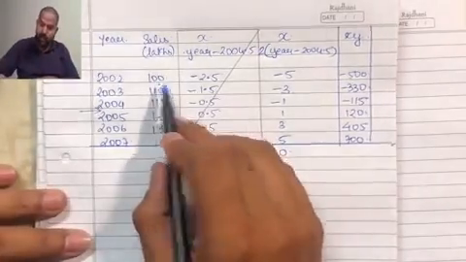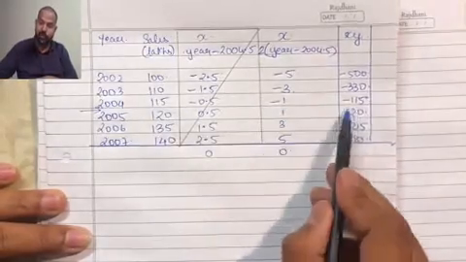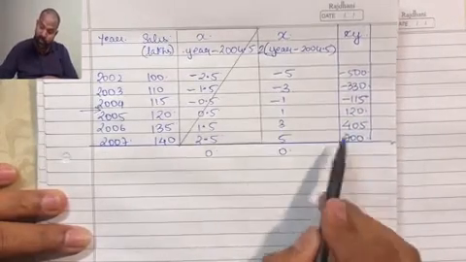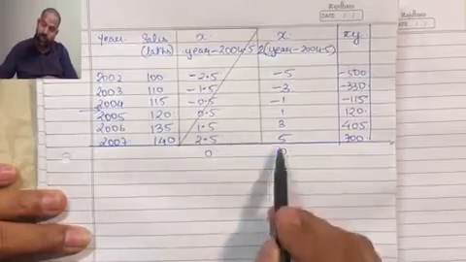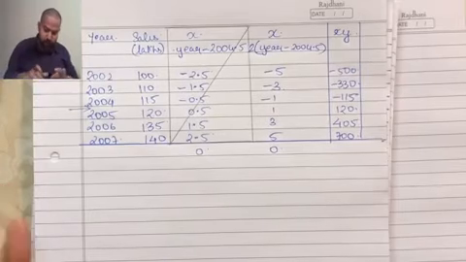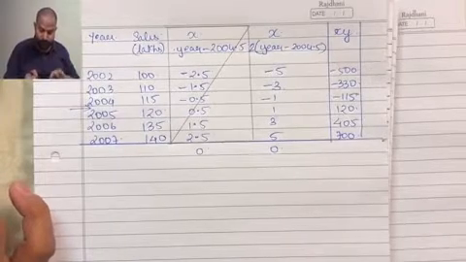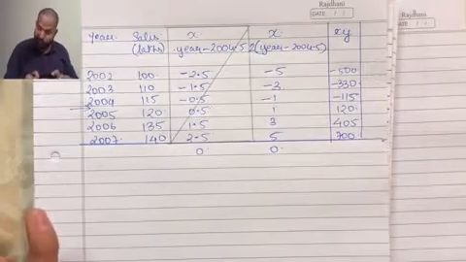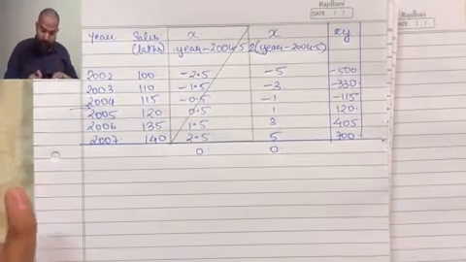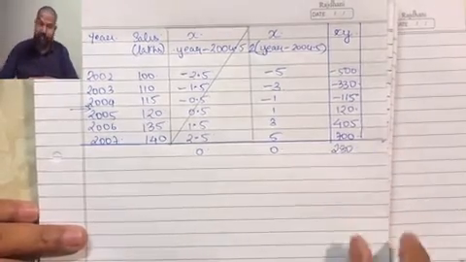So 100 into 5 is 500, 110 into 3 is 330, 115 into 1 is 115, 120 into 1 is 120, 135 into 3 is 405, and 140 into 5 is 700. I have to take a total. Let me take a reverse total: 700 plus 405 plus 120 minus 115 minus 330 minus 500 is a total of 280.